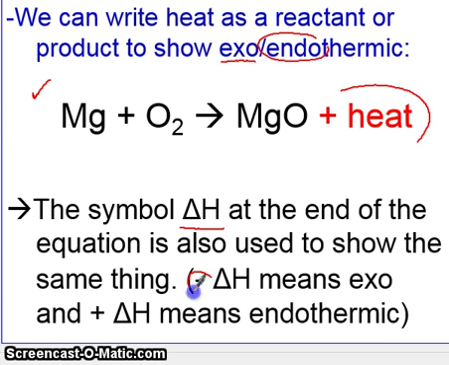And if the delta H is negative, then it's exothermic. If the delta H is positive, it's endothermic. So in this case, we would actually put delta H is negative some number. Again, this we will do more in AP Chem. Okay?